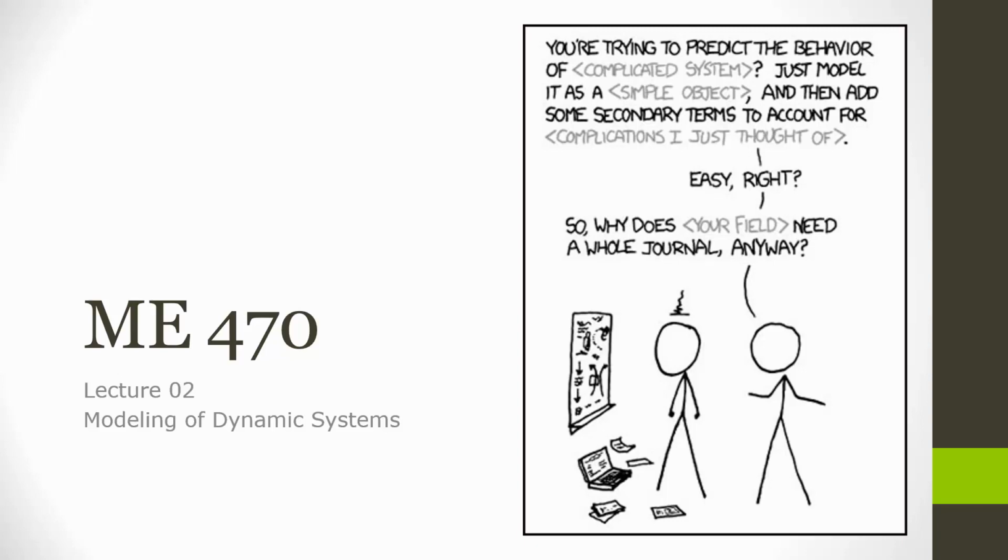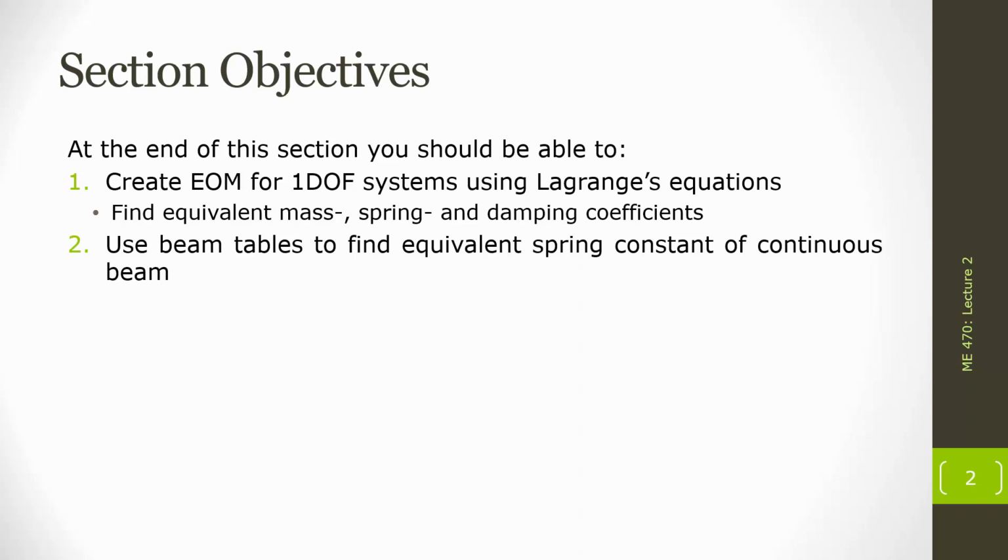This begins section 2, the modeling of dynamic systems. In this section, we're going to be creating equations of motion using Lagrange's equations rather than Newton's laws like we did in system dynamics. We're going to focus in this unit on 1 degree of freedom systems, although this technique is going to be applicable also to 2-dimensional and multi-dimensional systems going forward.